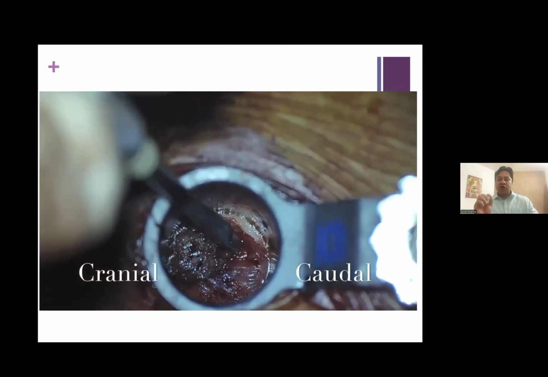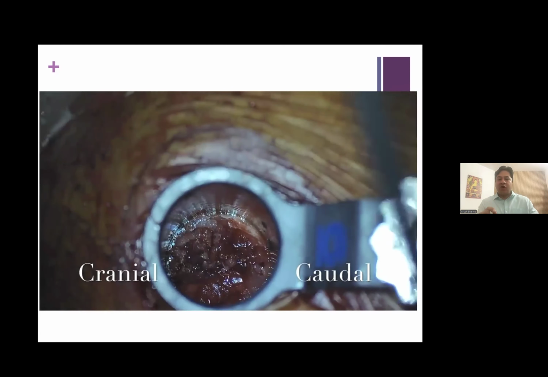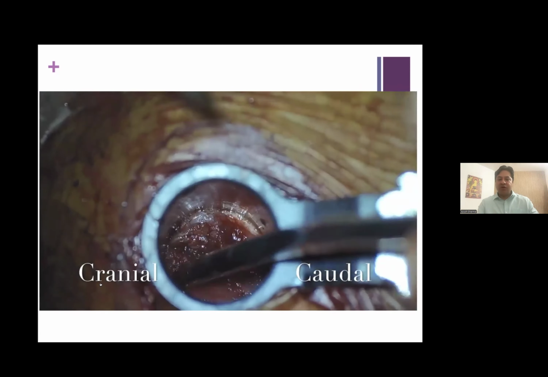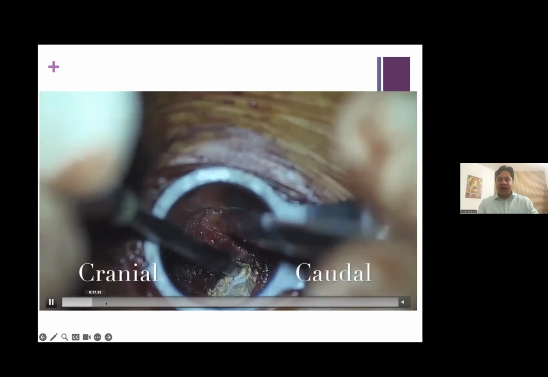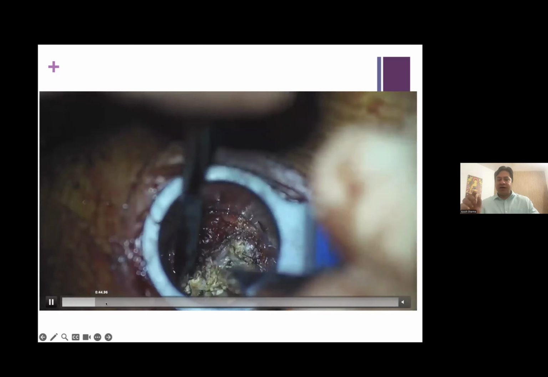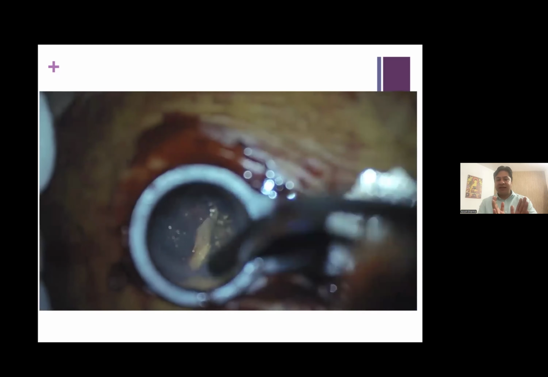So basically, it's a tubular foraminotomy anatomy. You can see this is a 16 mm tube, cranial and caudal sides are marked. There's always some muscle which creeps in, so you remove the muscle, and then you need to identify the junction between the facet and the lamina.